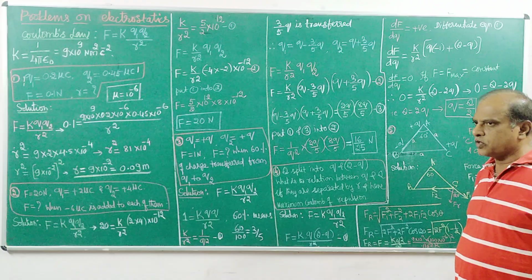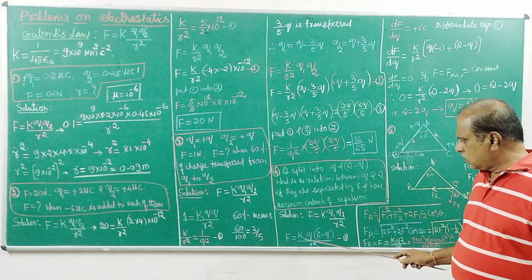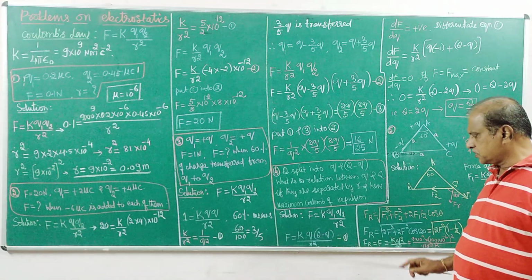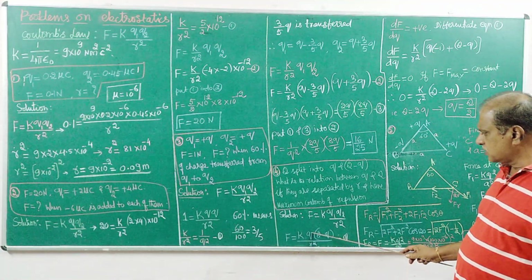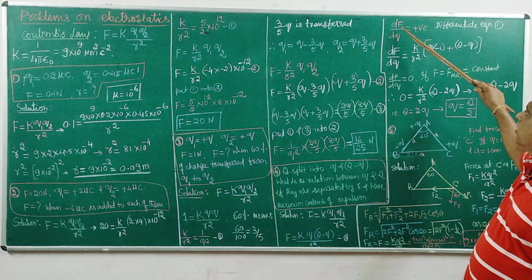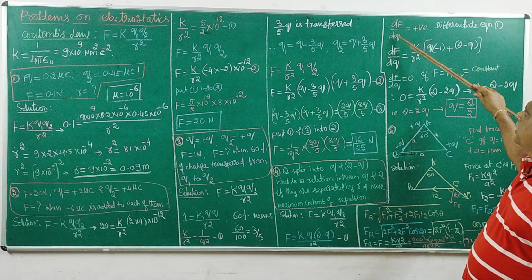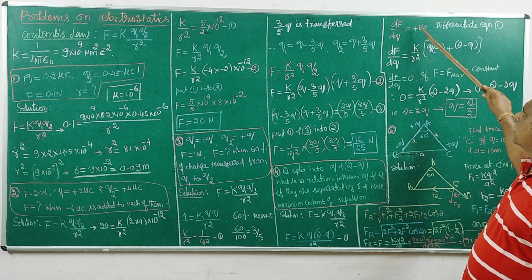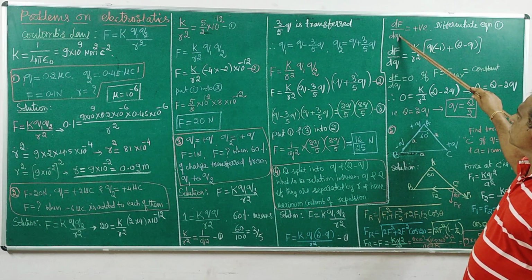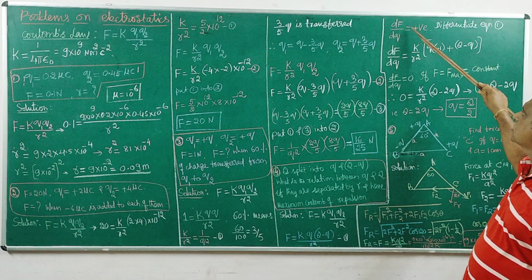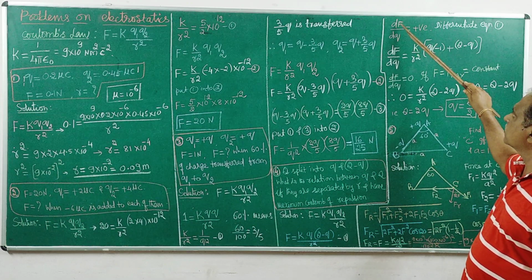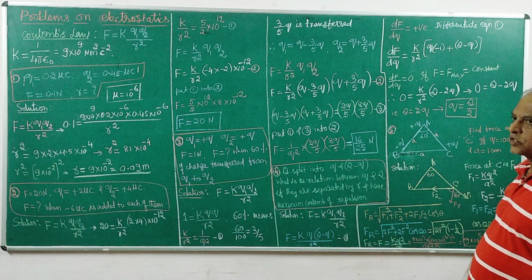What is F? Electrostatic force. q is the magnitude of charge, of course one of the charges. If this increases, this also increases. That is, in the differential form, dF by dq is positive. The rate of change of electrostatic force with q is positive. With the increase of charge, electrostatic force increases. That is our differential form.